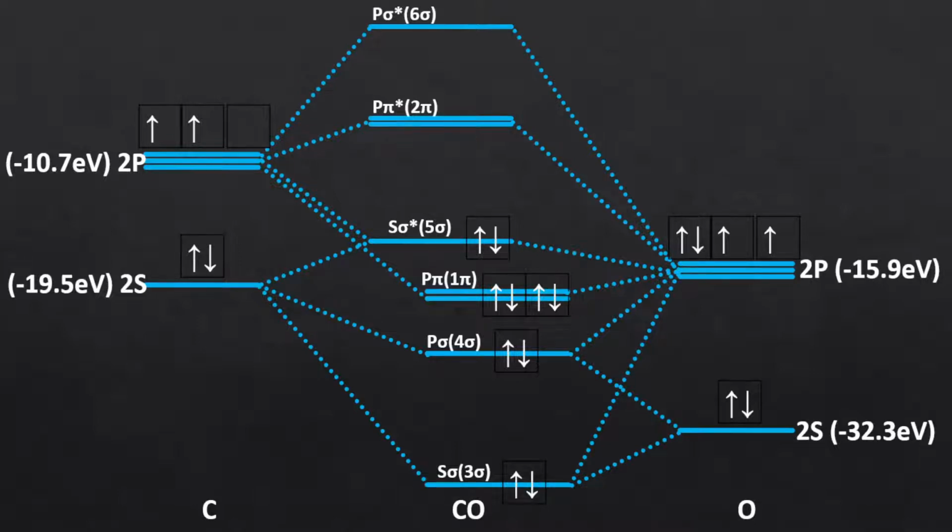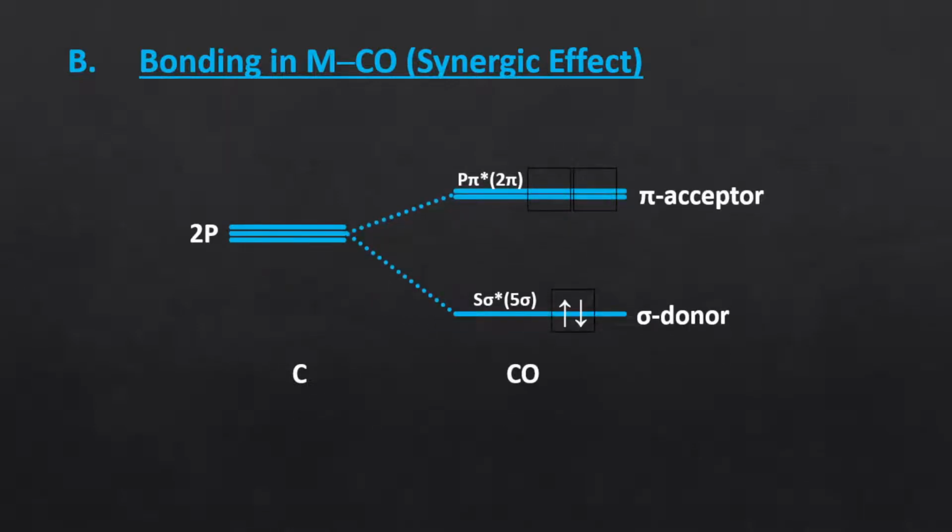Okay, let us discuss the nature of bonding between the metal and carbon monoxide. It is clear from the molecular orbital diagram of carbonyl that HOMO and LUMO are 5 sigma and 2 pi respectively, which are weakly antibonding molecular orbitals. Thus, the electron pair present in the 5 sigma molecular orbital, being antibonding, can easily participate in sigma bonding, whereas vacant 2 pi molecular orbitals are low enough in energy to act as good acceptor orbitals and can participate in pi bonding.